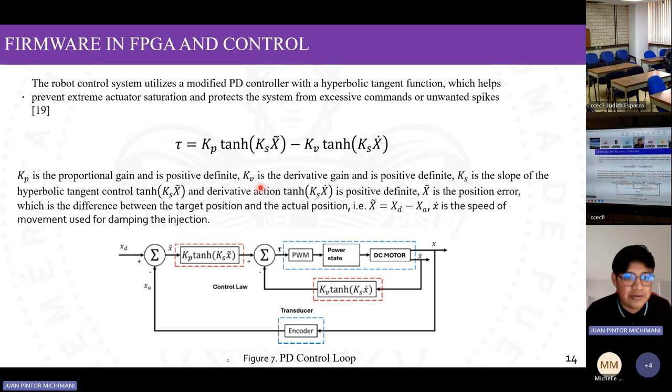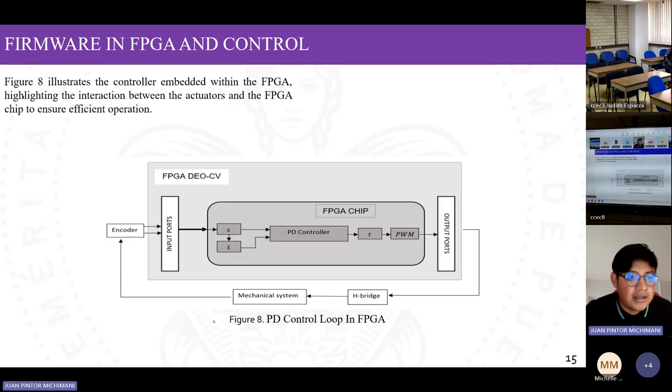The robot control system utilizes a modified PD control with a hyperbolic tangent function. This function helps to act as a saturation and protects the system from excessive commands. This is the diagram of the PD control loop. And in figure 8, we can see how the control loop is closed within the FPGA.